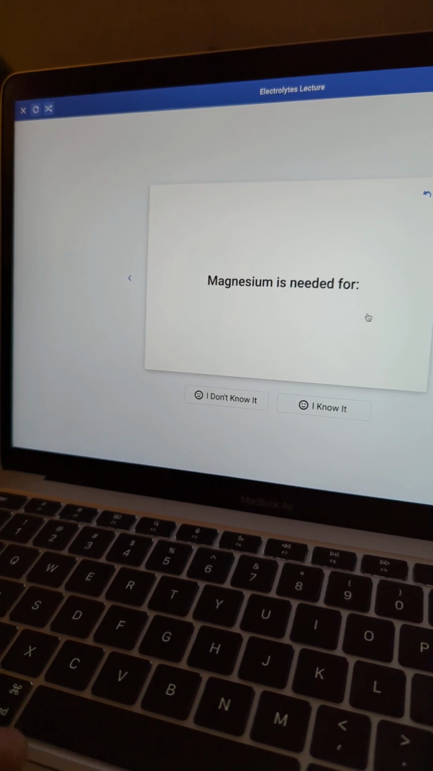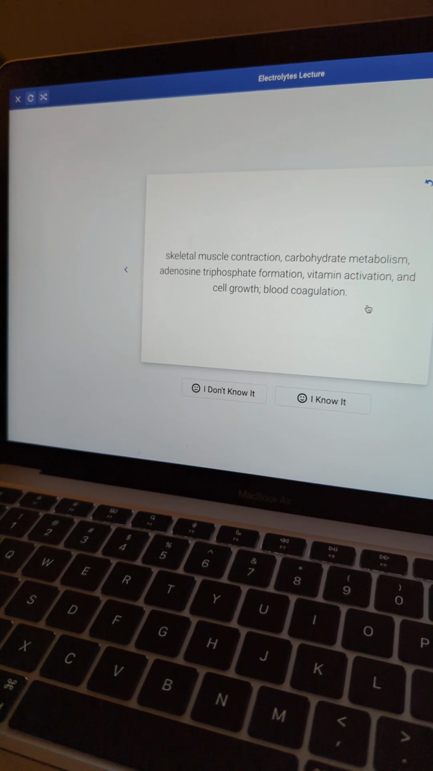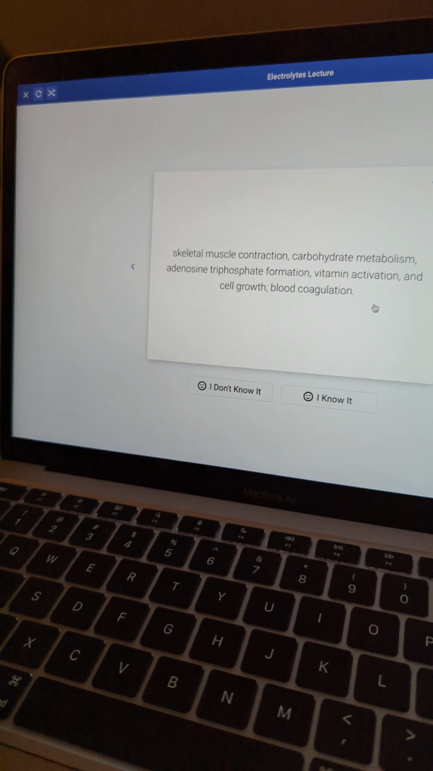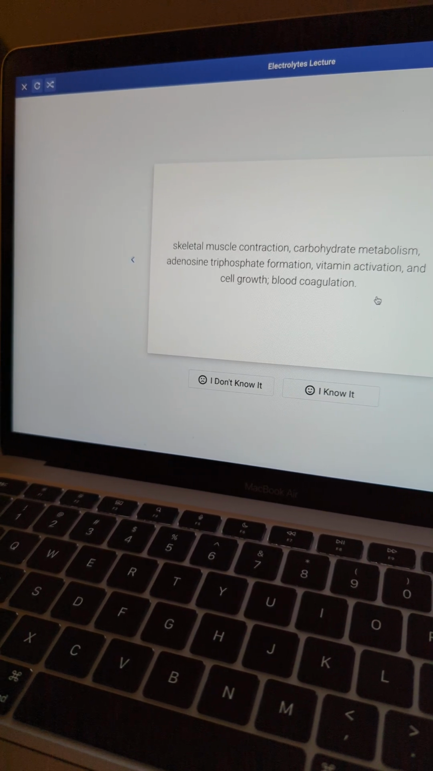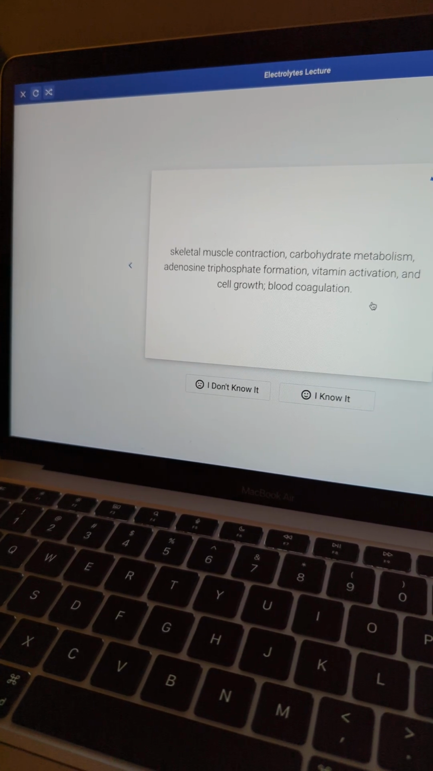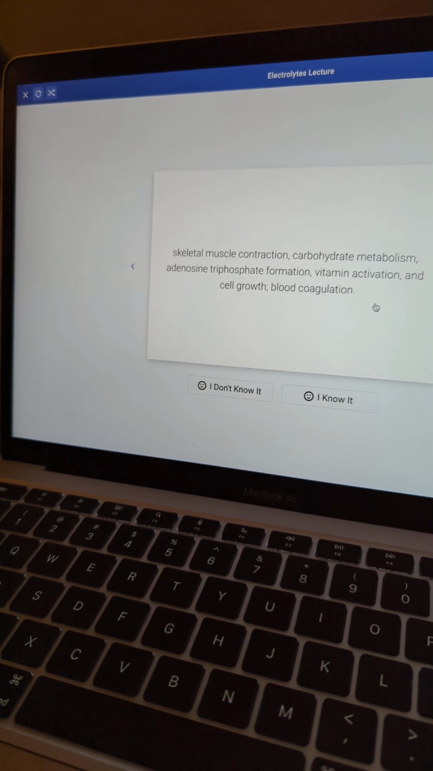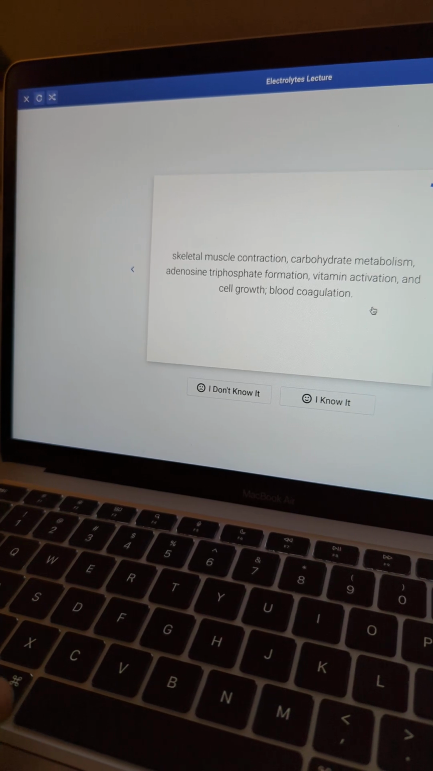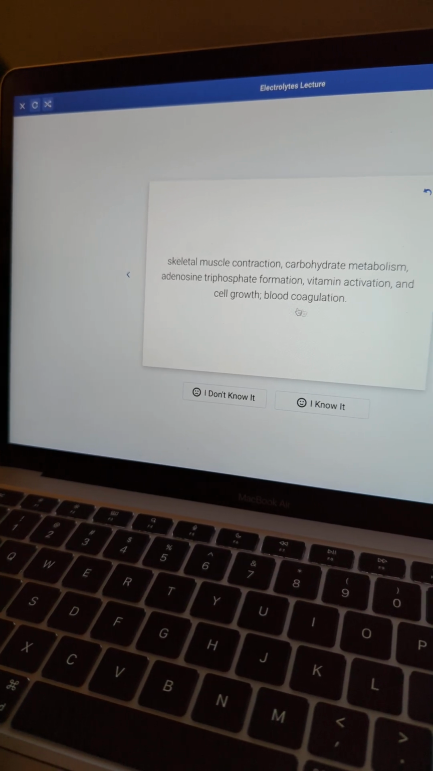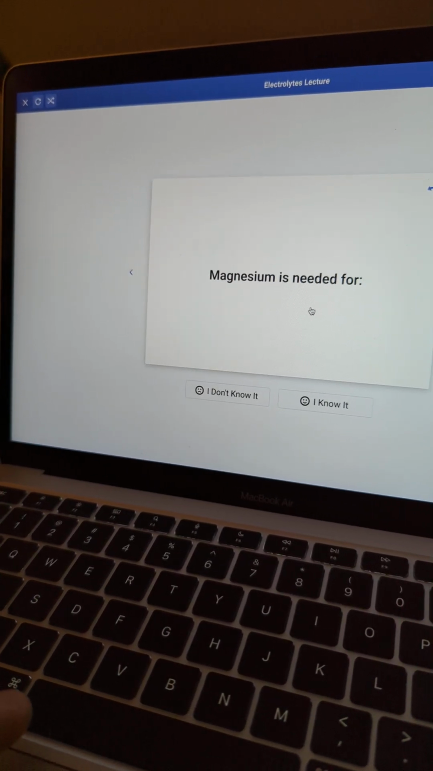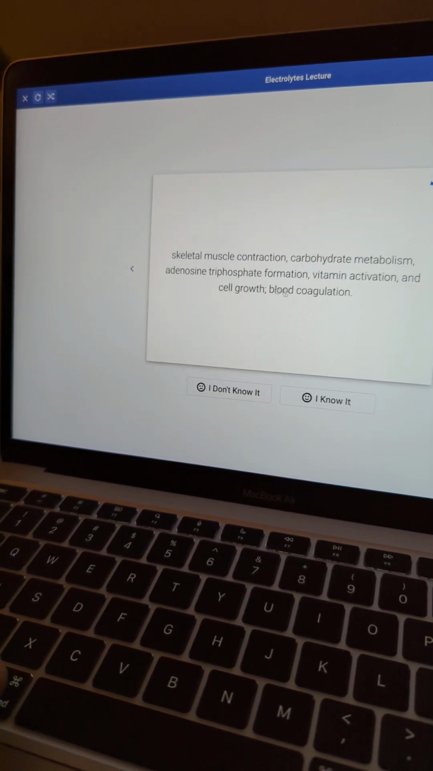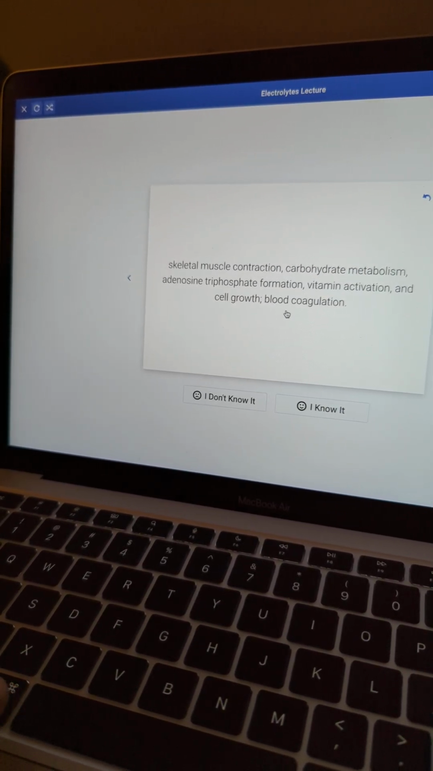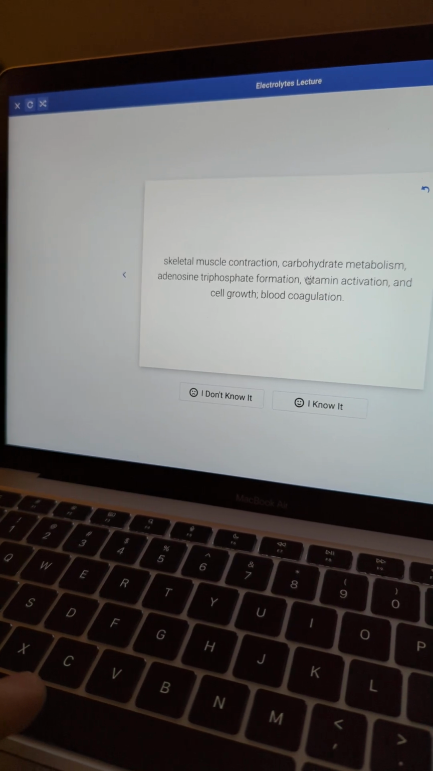Magnesium is needed for skeletal muscle contraction, carbohydrate metabolism, ATP formation, which is a big deal, vitamin activation, cell growth, and blood coagulation. So bleeding risk. All right, so if magnesium is low, we're going to be looking for increased bleeding risk.